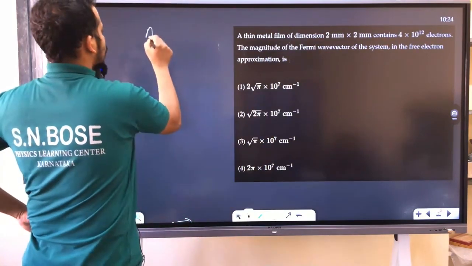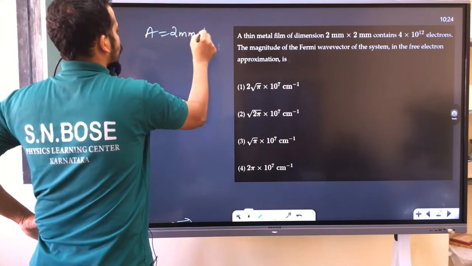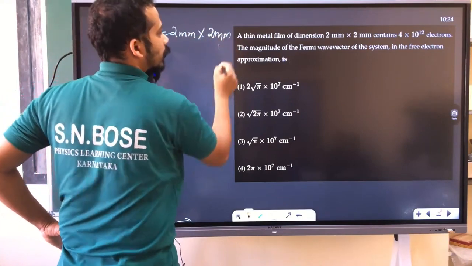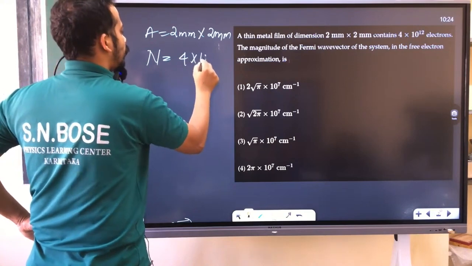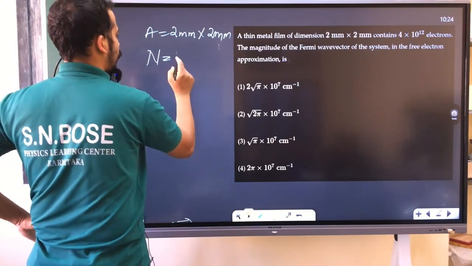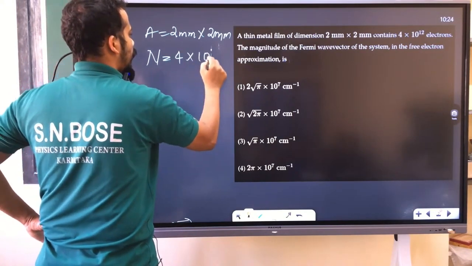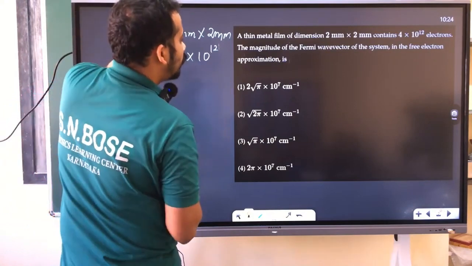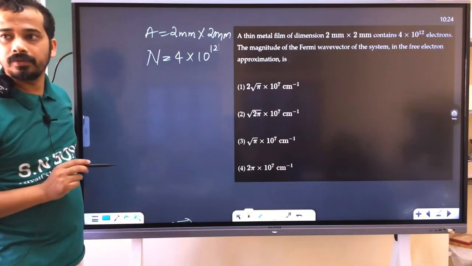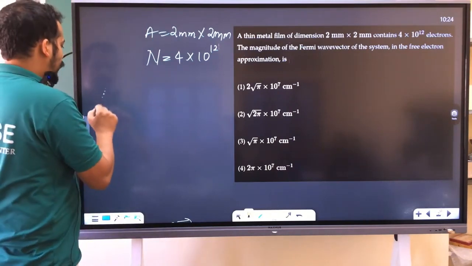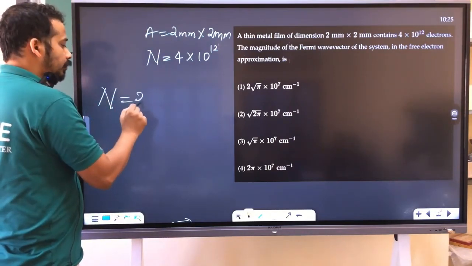Area is given: 2 millimeter cross 2 millimeter. Then the number is given: 4 into 10 to the power 12 electrons, isn't it? Find the magnitude of the Fermi wave vector of the system in the free electron approximation. Then what would you do? What I have written for 2 dimension, n into 2 electron.